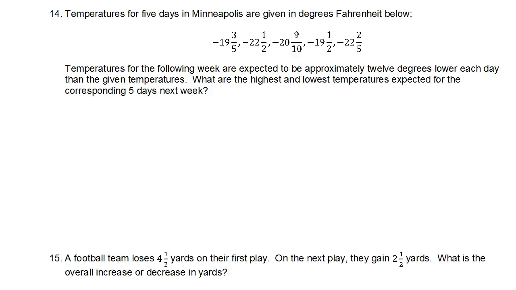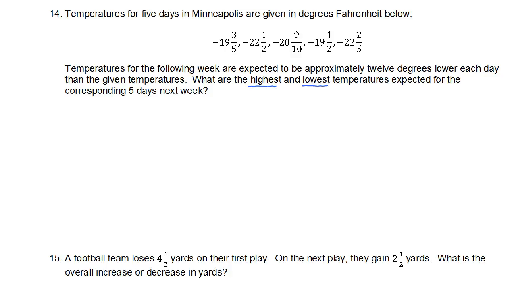However, they only want us to find the highest temperature and the lowest temperature expected for the corresponding 5 days next week. So I have to look at that list of 5 temperatures given, and I have to pick out the highest and the lowest temperature. So the lowest temperature will be the farthest from 0 on the left, of course.